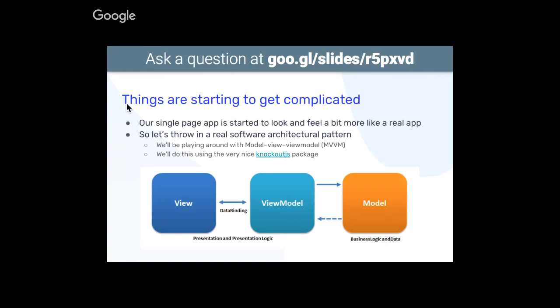So there's a couple of things that we can do to get started. And again, we're running short on time. We did start a little bit late, so I'm going to go a little bit past 10 o'clock here. But now that we're adding some of this interactive features, things are starting to get a little bit more complicated with our particular Dapp. So our single page app is starting to look and feel a lot more like a real app. So what we're going to do is, to start with, we're going to throw in a real software architectural pattern known as model view view model. And we'll play around with this a little bit, but it's made very simple using this very nice Knockout JS package, which we'll play around with a little bit as we learn a little bit more about this.